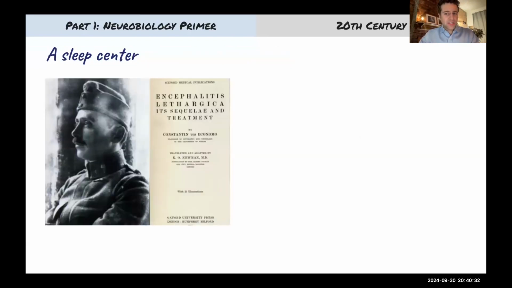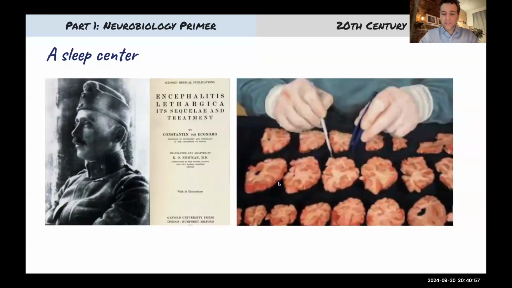In the next century, the 20th century, a mysterious illness affected millions of people in the wake of the Spanish flu, and it was termed encephalitis lethargica. It had numerous symptoms, one of which was severe sleep disturbance. Austrian physician Konstantin von Economo was perplexed by this condition, and he conducted thousands of brain autopsies on individuals who passed away from the condition. And what he found was common lesions in and around the hypothalamus. And thus, the next piece of the puzzle was uncovered.